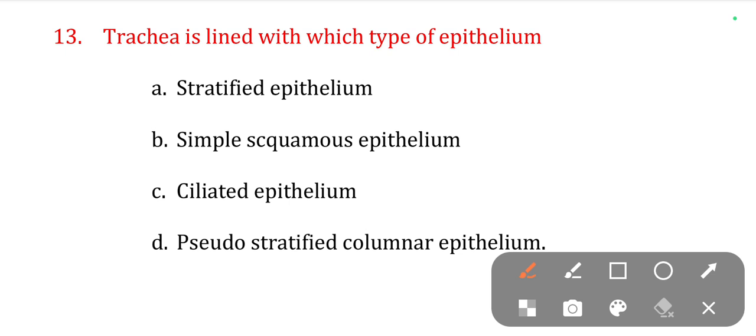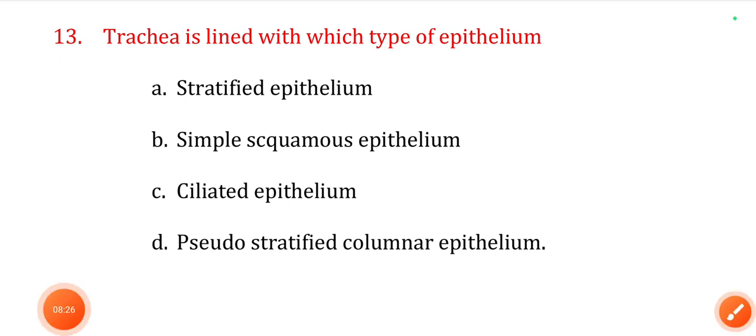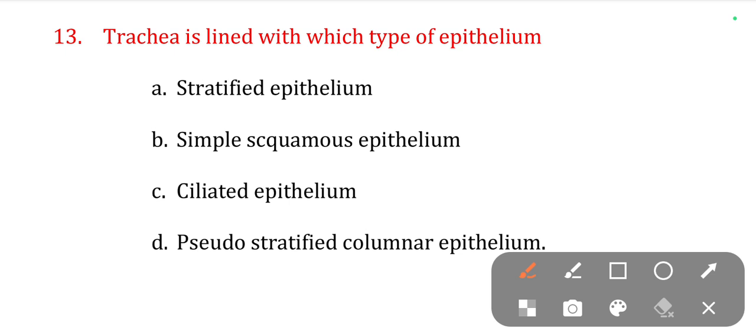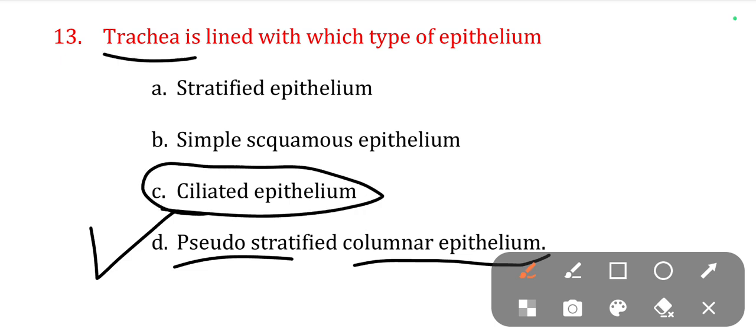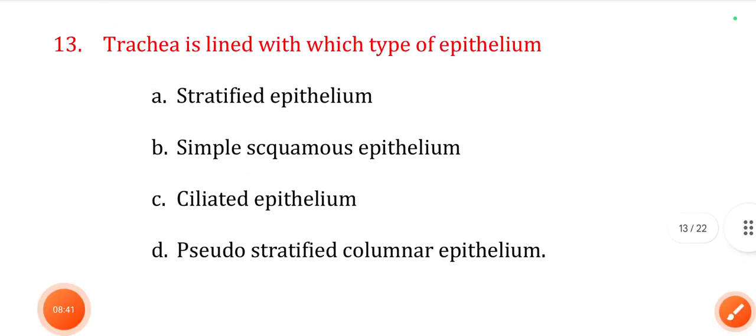The next one is the trachea is lined with which type of epithelium? Options are stratified epithelium, simple squamous epithelium, ciliated epithelium, pseudo-stratified columnar epithelium. The right one is option D. Pseudo-stratified columnar epithelium is present in the trachea, and ciliated epithelium is present in the pharynx and larynx, mainly in the nose.